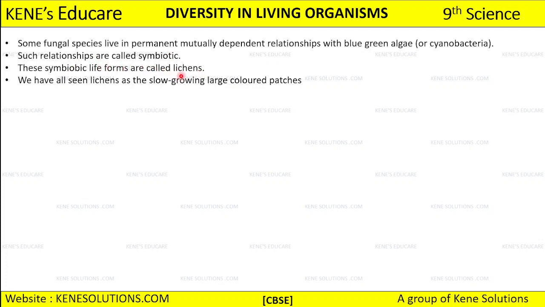क्या बोलते हैं इनसे? Lichens. तो ये जो symbiotic life form exist करता है between the fungi and the cyanobacteria, which is also called blue-green algae, we call this symbiotic life form lichen. And we all have seen these lichens: they are slow growing, dark, large colored patches which are present on the trees.